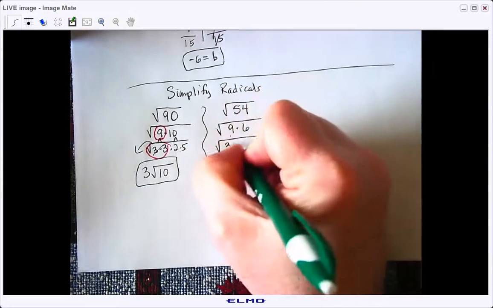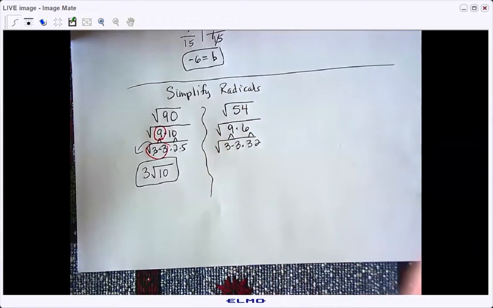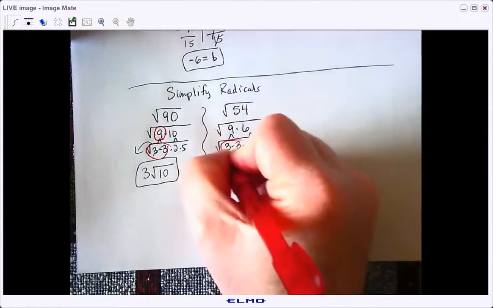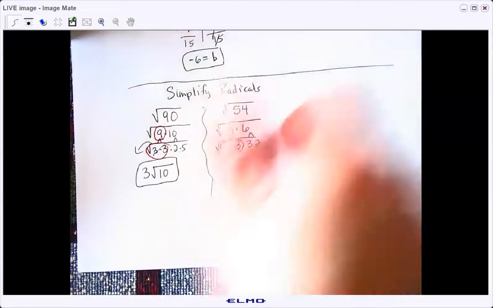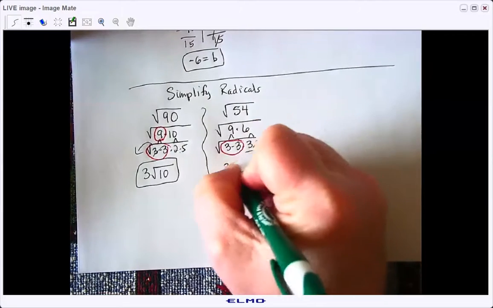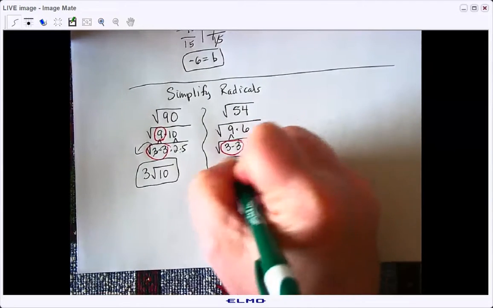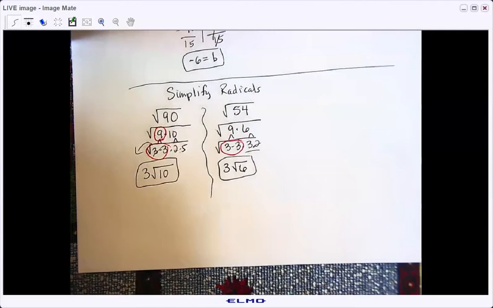And then we can break this one down to 3 times 3 and this one to 3 times 2. So I have my pair of 3s. And so I can bring out a 3. Okay. Then my leftovers would be root 6. So 3 root 6 would be your answer. Good.